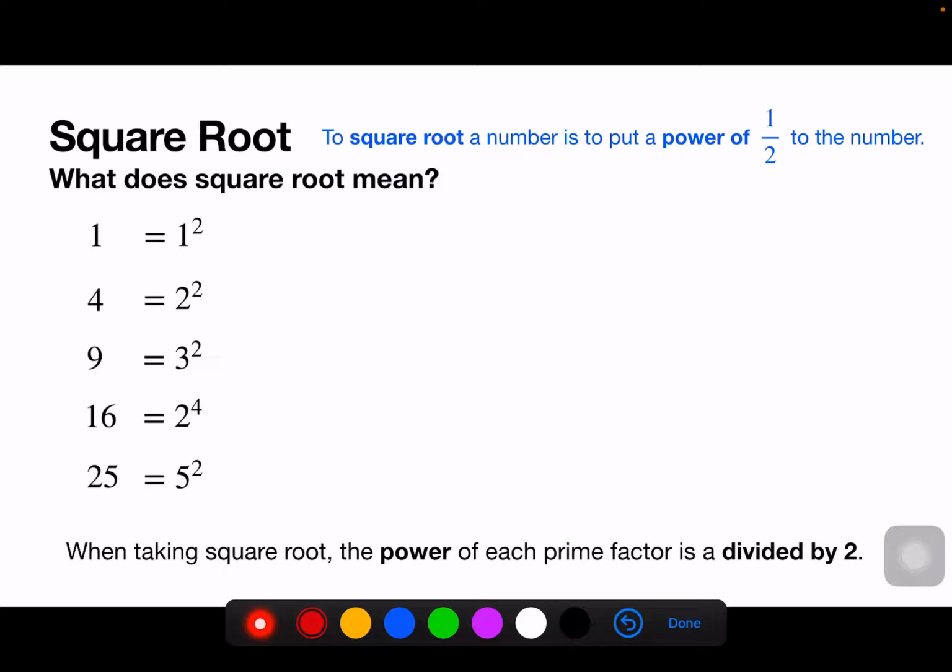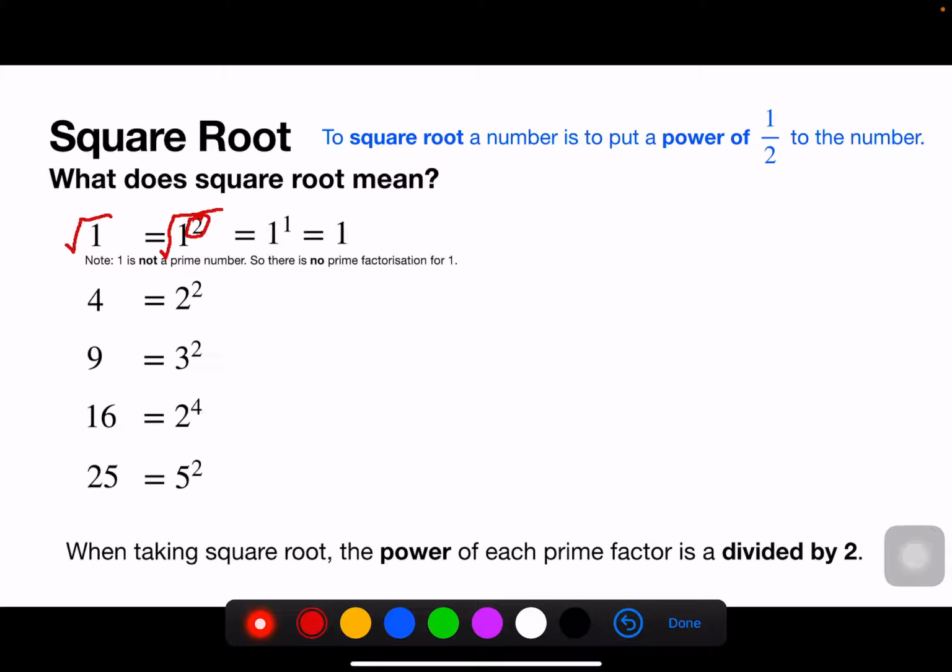Let's go. So when we take square root of 1, since 1 is equal to 1 squared, taking the square root of 1 is the same as taking the square root of 1 squared. Take note guys that 1 is not a prime number, so revise, 1 is not a prime number. So there is no prime factorization for 1 actually. But anyway, when we square root a number, we just have to take the power of its prime factors and divide it by 2. So we will get 1 to the power of 1. 2 divided by 2 is 1, right? So the new power is this now. So we get 1 to the power of 1, which is just 1.